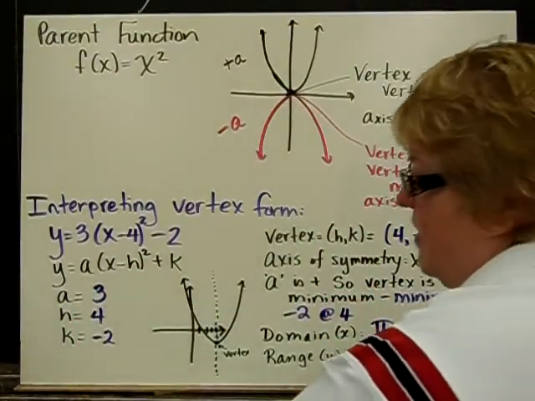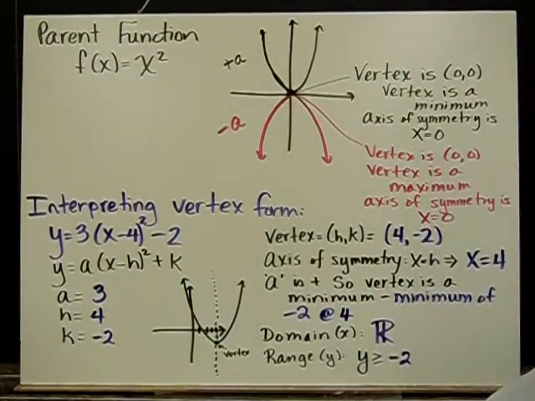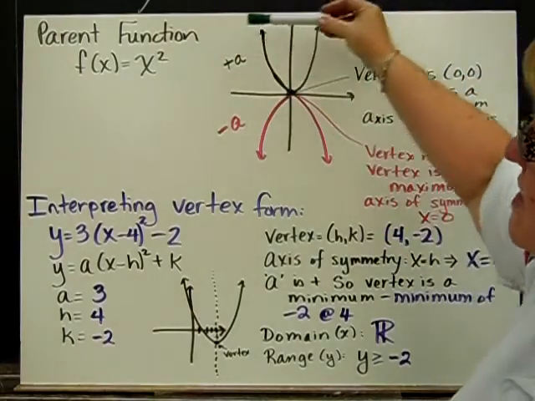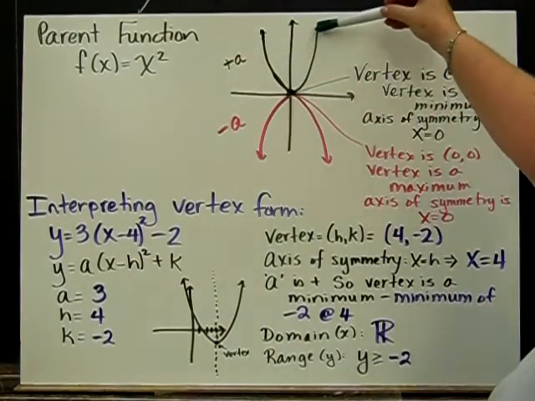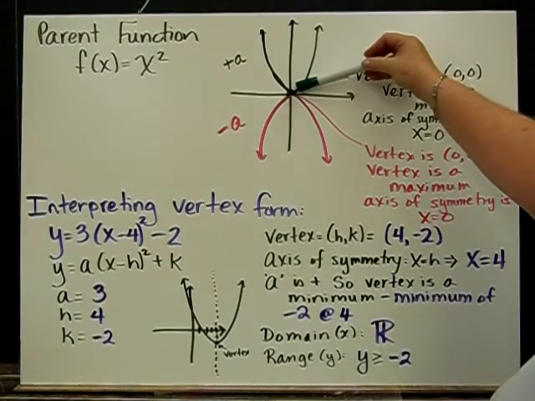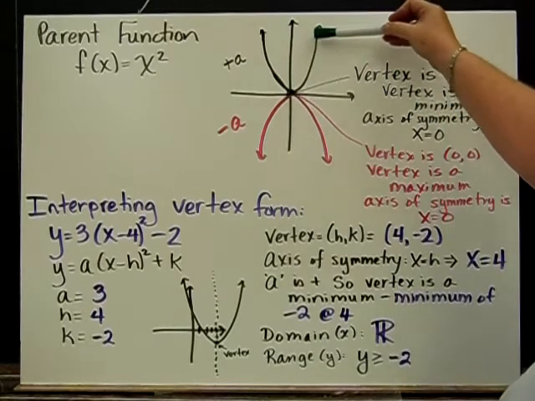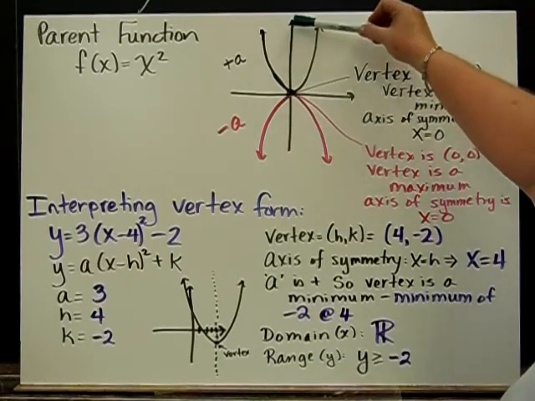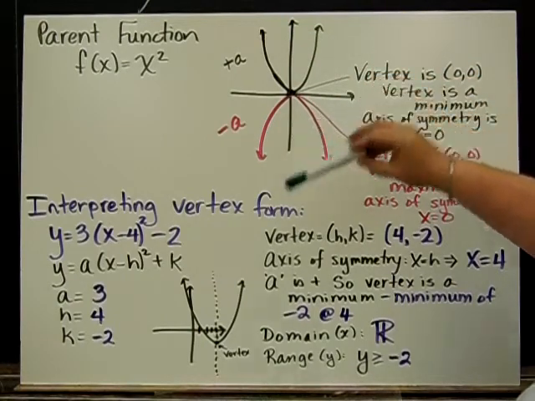Okay, our parent function is f of x equals x squared, and that's what we have graphed here because this is a positive x squared. So the parabola opens up, the vertex is at (0, 0). The vertex is a minimum because this is the lowest point on our parabola, and the axis of symmetry is the y-axis, or the line where x equals 0.